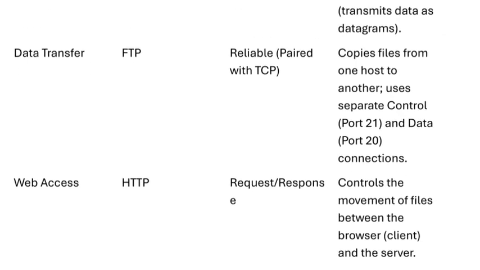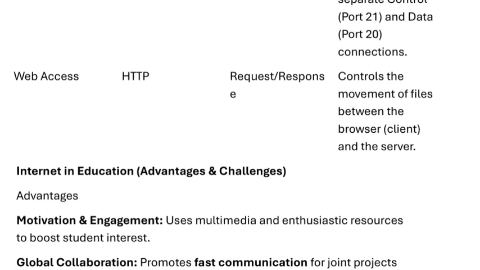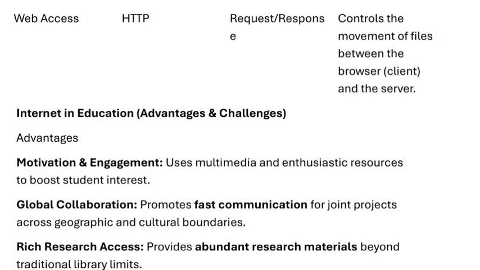Data transfer: FTP is reliable, paired with TCP, copies files from one host to another, and uses separate control, port 21, and data, port 20, connections. Web access: HTTP, request/response, controls the movement of files between the browser, client, and the server.